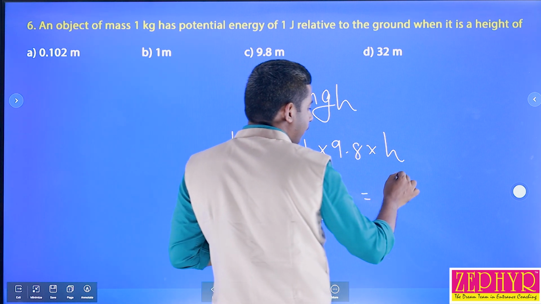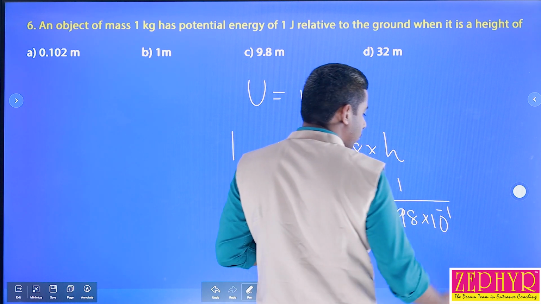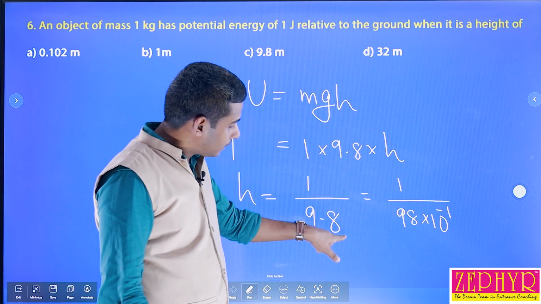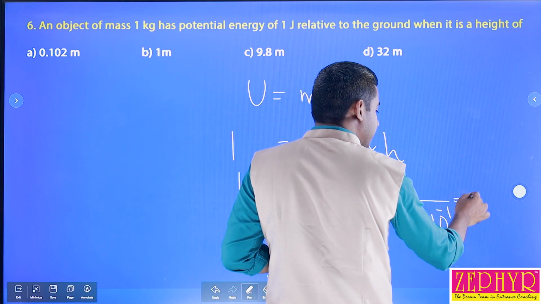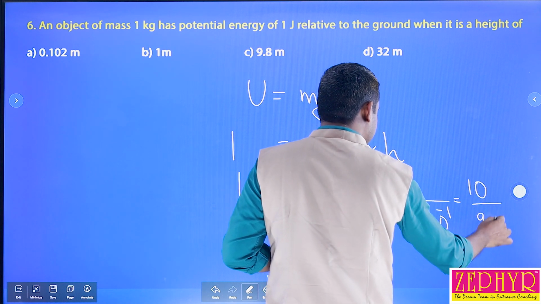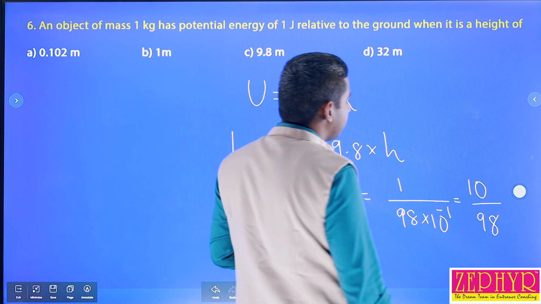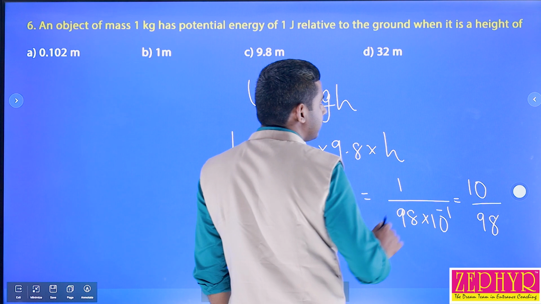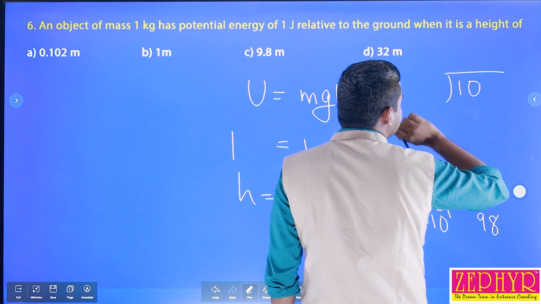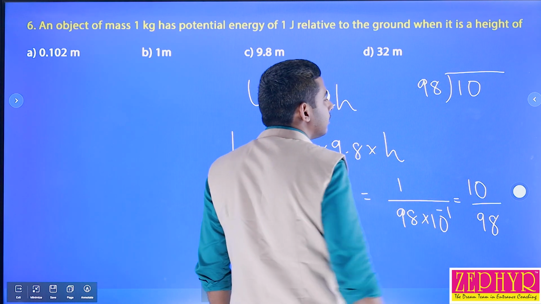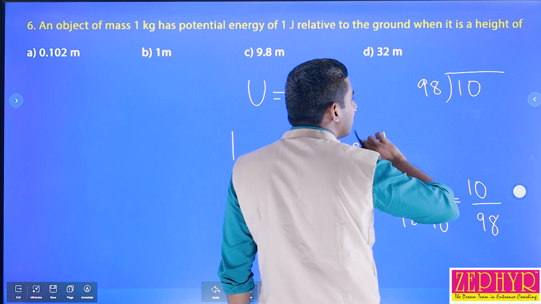See, 1 divided by 9.8 we can take as 98 × 10^-1, because here we have 1 decimal place. Am I right? Then 10^-1 will come to the upside, that means 10 by 98. Then how can we divide this? 10 by 98: take 10 as the dividend, 98 as the divisor, right? Okay.